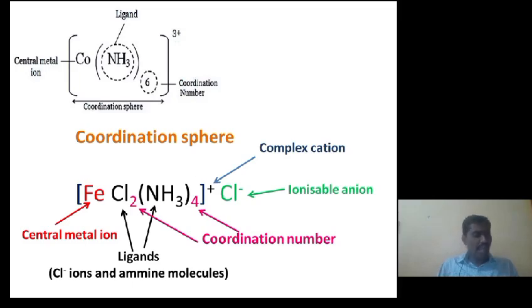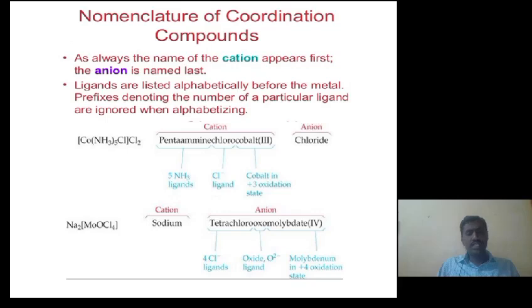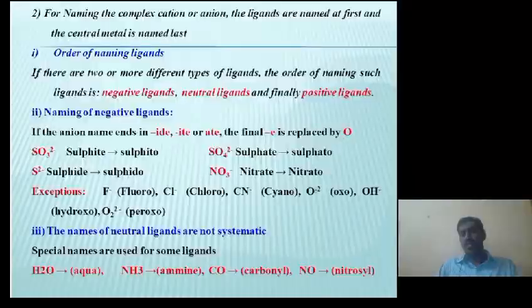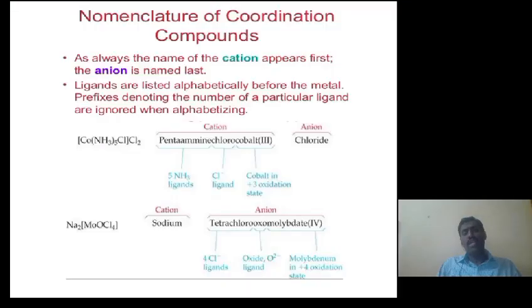Okay, the next slide. In the next slide we will discuss the nomenclature. First of all, I hope everyone has understood the basic concept of terminology. What do you mean by central metal ion, what do you mean by coordination sphere, followed by ligands. So now how to write the name for the coordination compounds. The nomenclature of coordination compounds has some rules. First you must write the cations, you give first preference, and then write the anions.